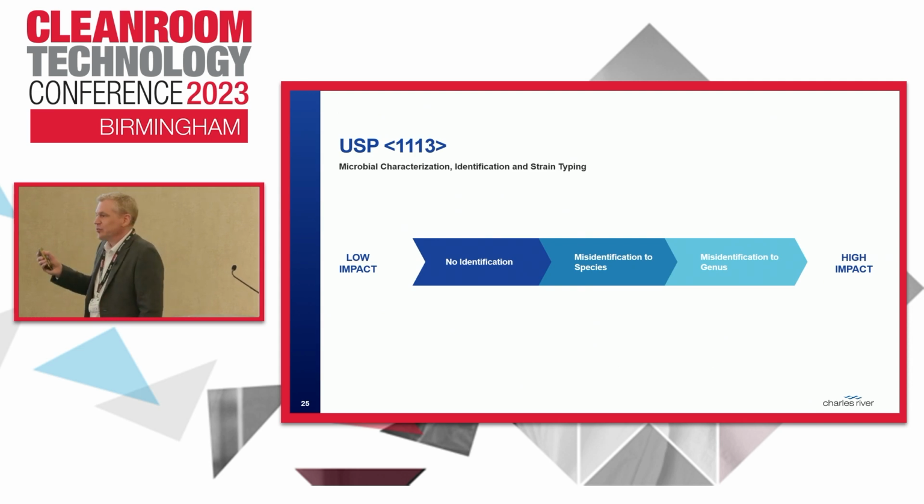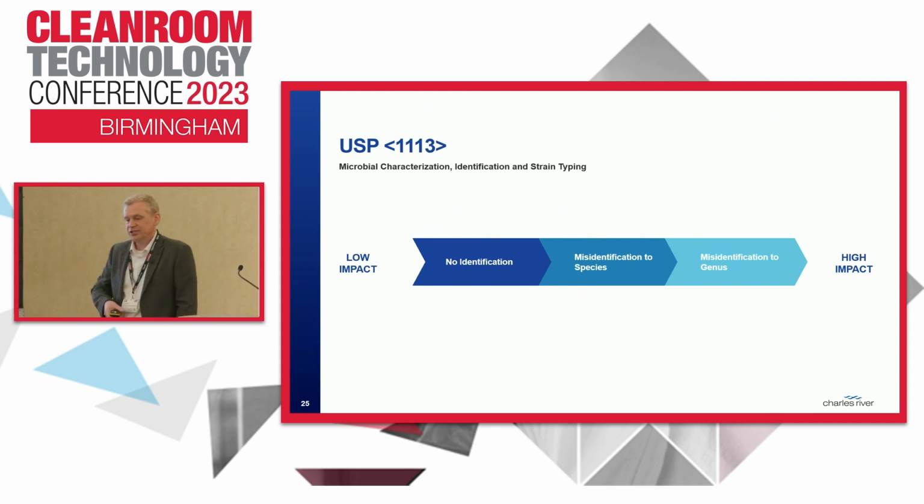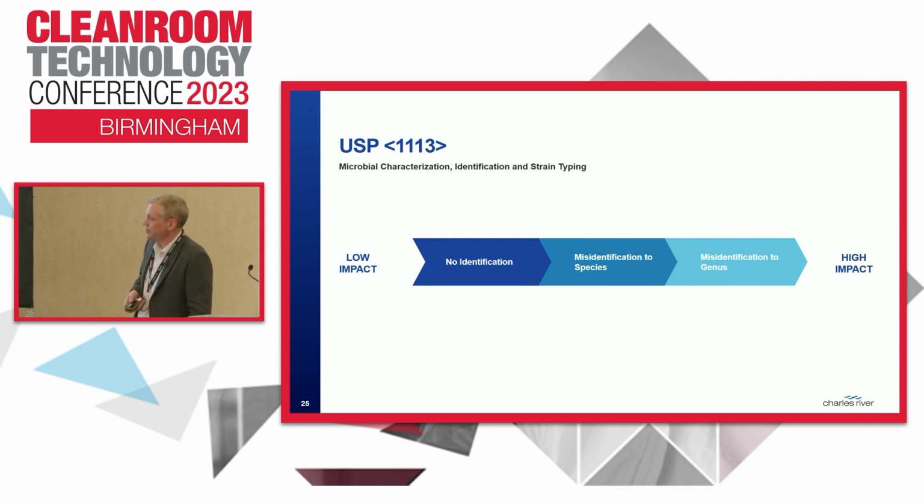So ID plays an important role in the contamination control strategy, and you need an accurate ID to make sure your assessments are correct. USP 1113, the Microbial Characterization, Identification and Strain Typing chapter, talks about the impacts of IDs. No ID has the lowest impact. You don't know. You have the option to do something else. Use a different ID system. Outsource it.